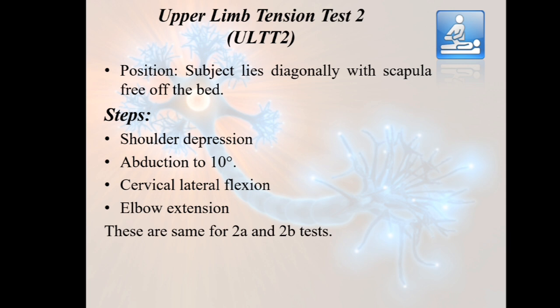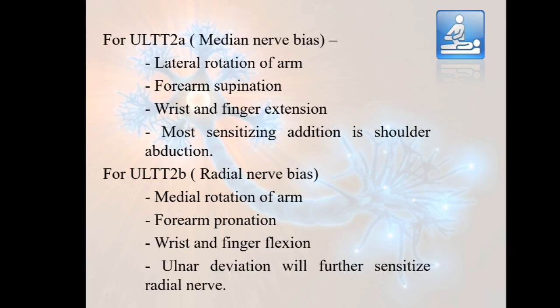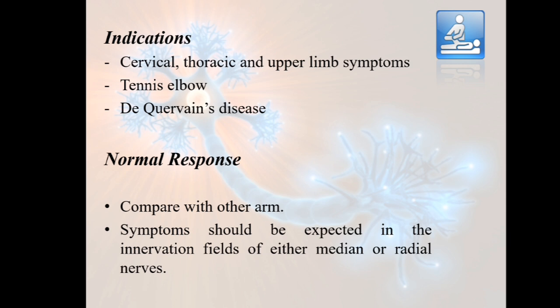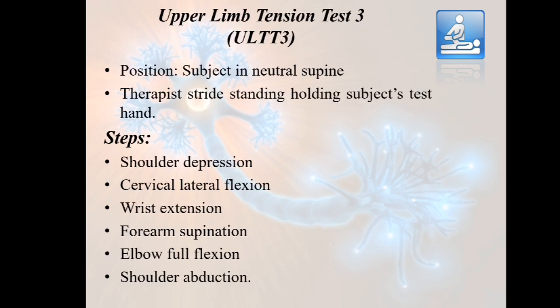In 2, the subject lies diagonally with the scapula free of the bed, shoulder depression, abduction 10 degrees, cervical lateral flexion, and elbow extension, the same as for limb tension tests A and B. Basically, indications are cervical, thoracic, upper limb symptoms, or tennis elbow, De Quervain's disease. Usually compare with the other arm for normal response, and symptoms should be expected in the innervation field of the median or radial nerve. In 3, the subject will be in the neutral position with shoulder depression, cervical lateral flexion, wrist extension, forearm supination, elbow full flexion, and shoulder abduction.